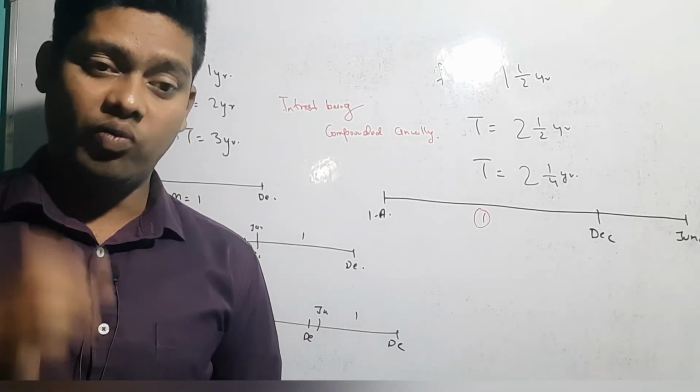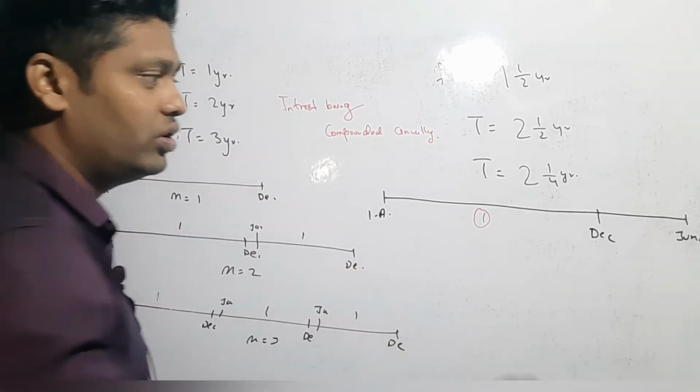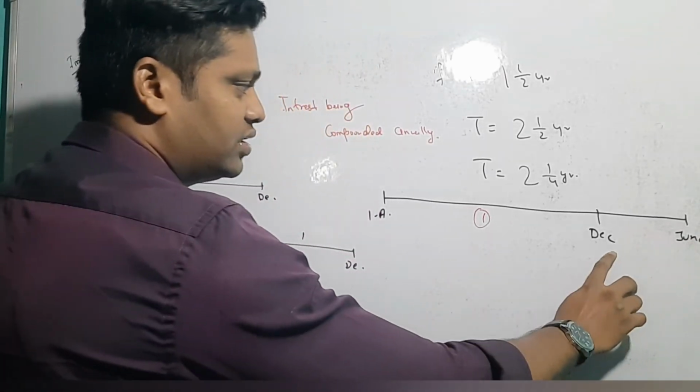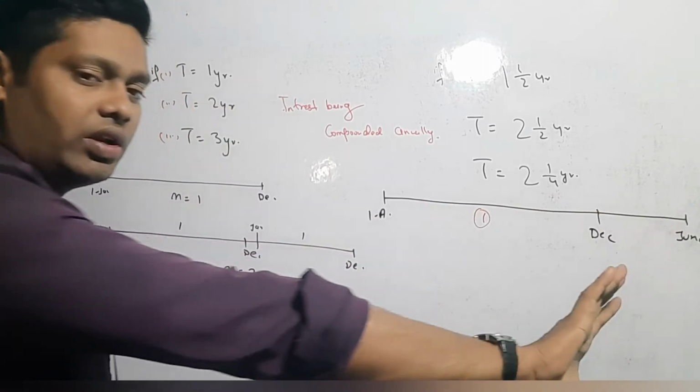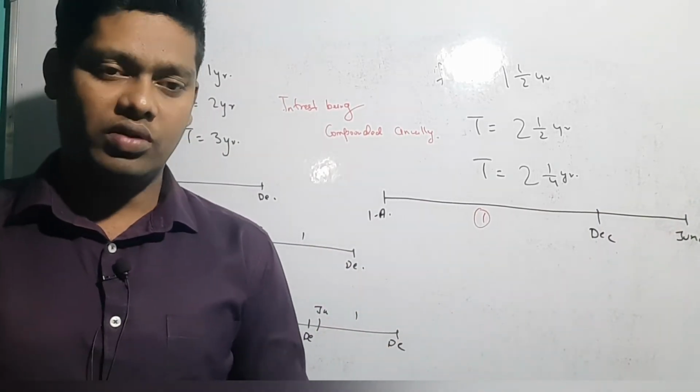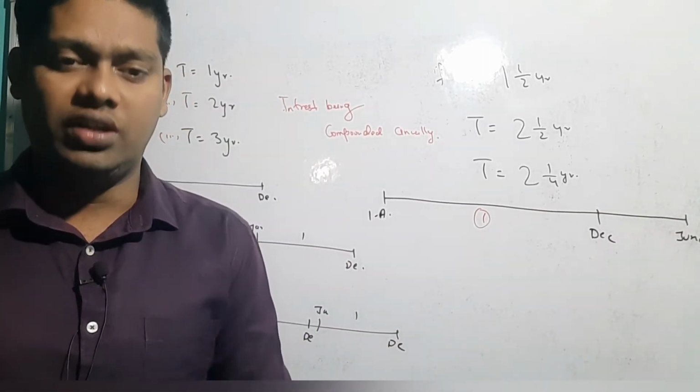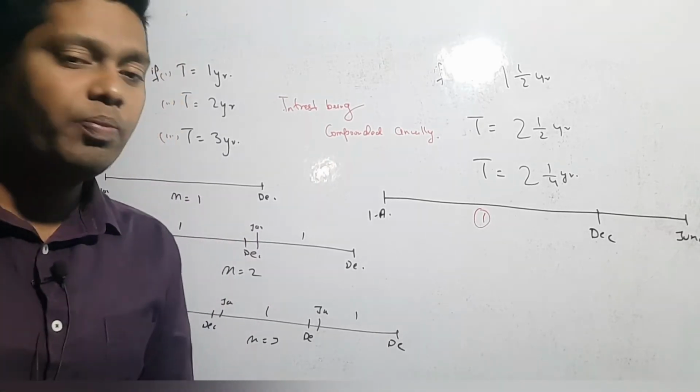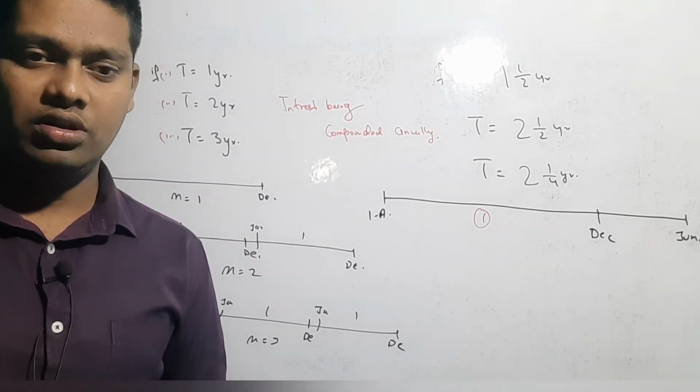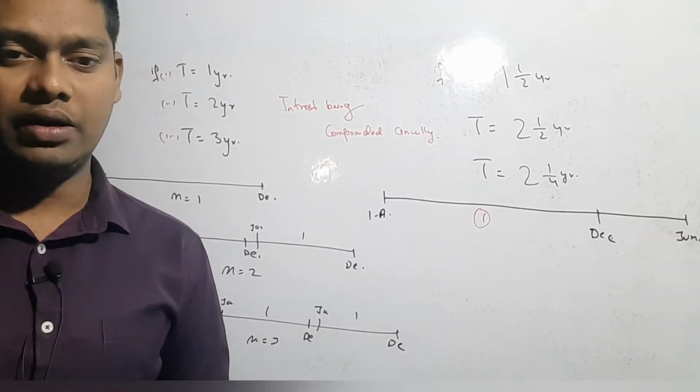It should be 1 year. If it is 1 year, there is no issue. If it would have been 1 year, that is January to December, then there is one conversion period. But it's not a complete year, it's half a year. Okay, then what do I have to do? You pay simple interest on that part.